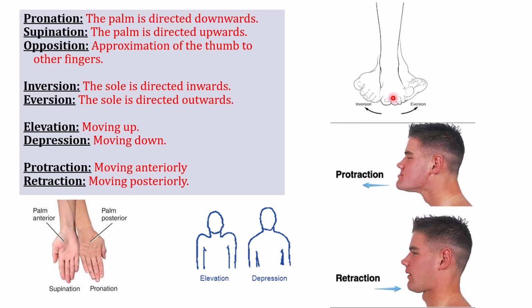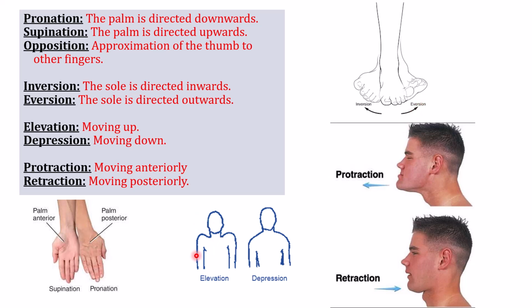Then we will talk about the inversion and eversion. You can see in this diagram, inversion means the sole is directed inward. You can see here the soles, just like palm. This is the palm. We have the lower surface or the down surface of the foot, which is called as the sole. So if the sole is facing inward, that is called as inversion. And if the sole is facing outward, that is called as eversion. So inversion when we move our foot towards the inner side, and eversion when we move our foot toward the outer side. Okay, so this is inversion and eversion.